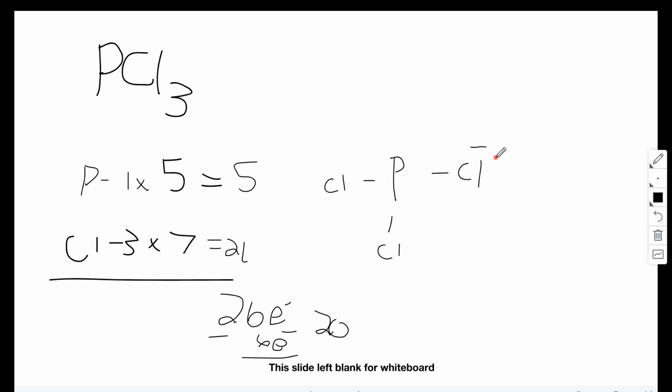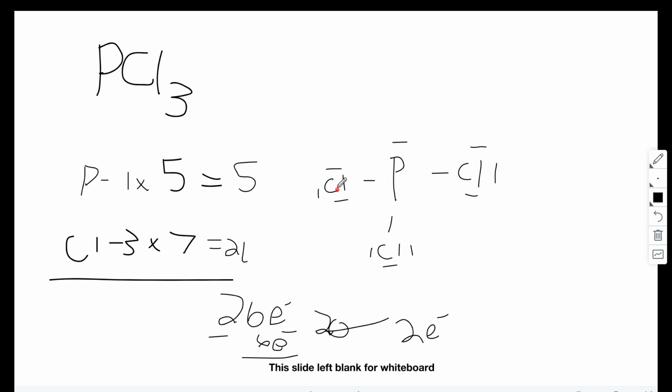1, 2, 3, 4, 5, 6, 7, 8, 9, 10, 11, 12, 13, 14, 15, 16, 17, 18. So now we have 2 electrons left. Those last 2 electrons have to go on our middle one, so we'll draw them on our middle one. And then we'll just double check. We're going to make sure that each element has 8 electrons.